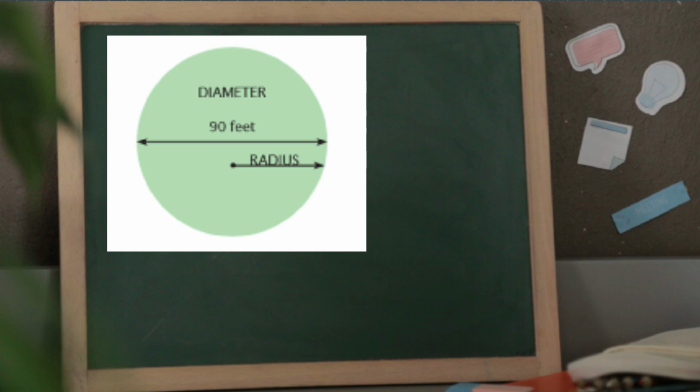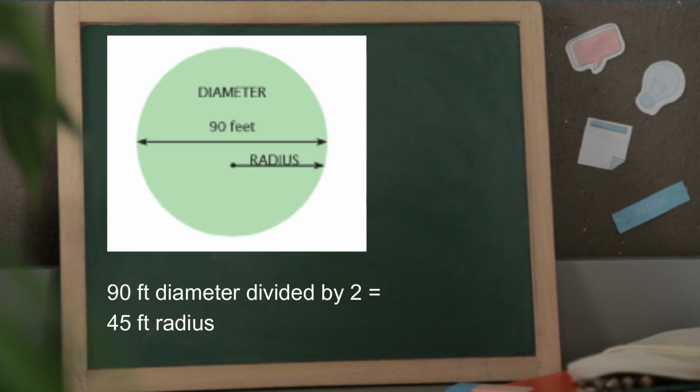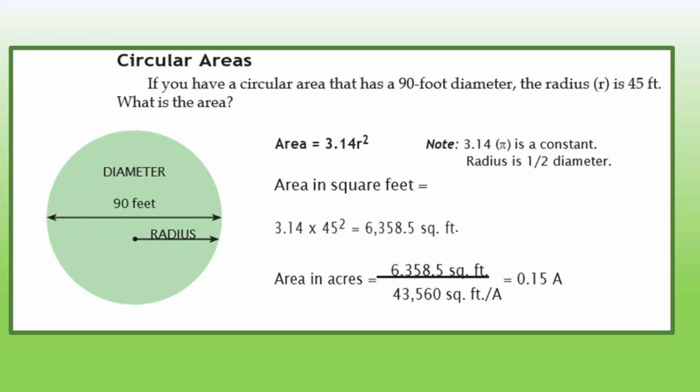I came up with this number of 45 feet because anytime you know the diameter, or the measurement across a circle, all you have to do is divide it by 2 to get the radius. Again, in this case, 90 feet of diameter divided by 2 is 45 feet radius. Now, another important factor in figuring out the area of a circle is you need to know pi, 3.14. You may remember this from school. Pi is always going to equal 3.14.